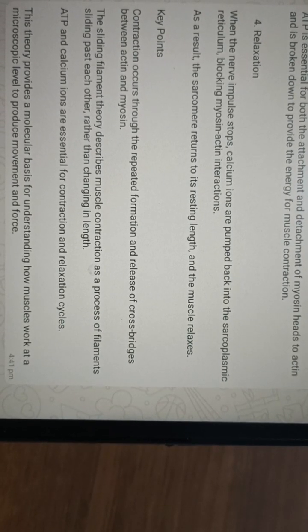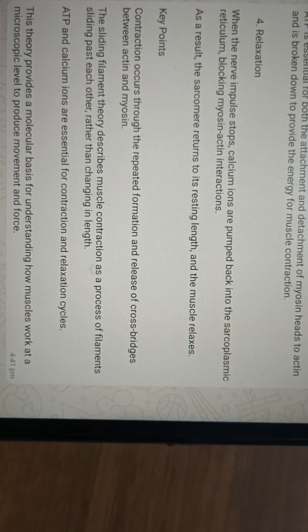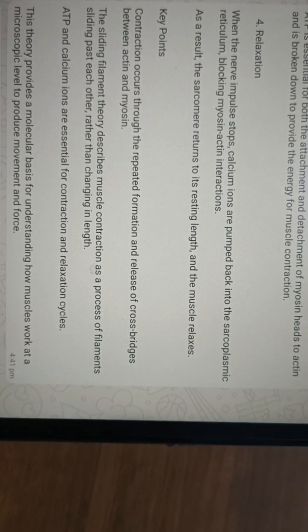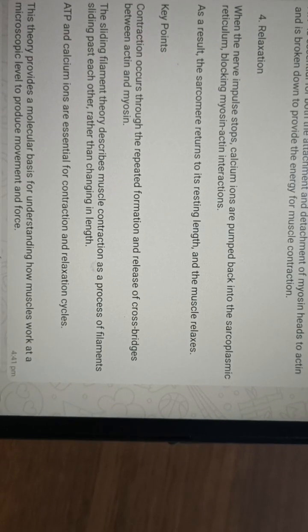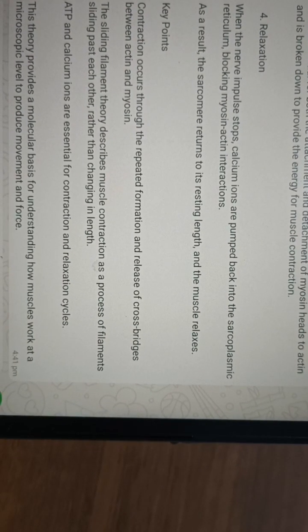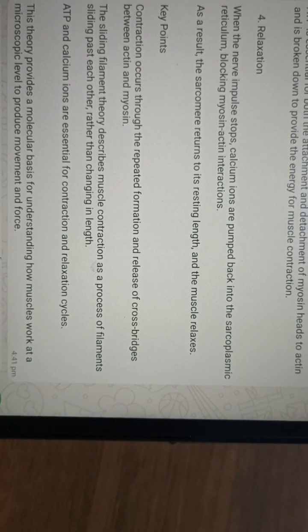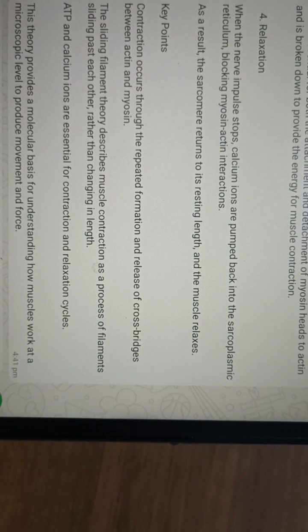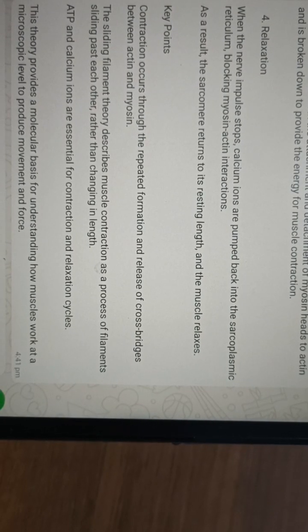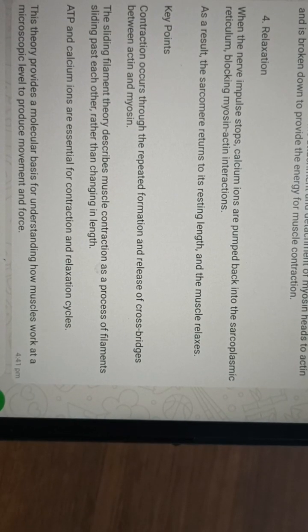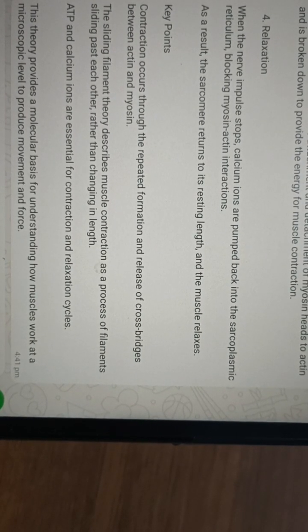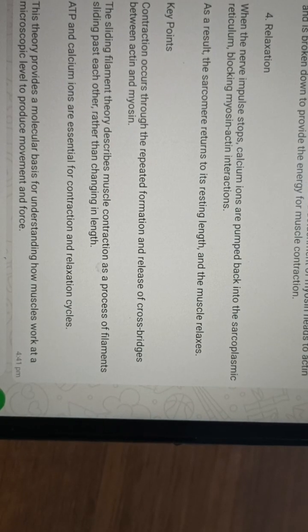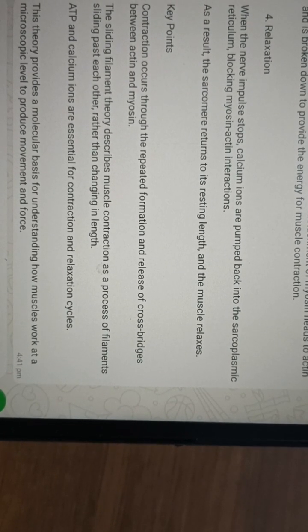Key points: contraction occurs through the repeated formation and release of bridges between actin and myosin. The sliding filament theory describes muscle contraction as a process of filaments sliding past each other rather than changing in length. ATP and calcium ions are essential for the contraction and relaxation cycle. This theory provides a molecular basis for understanding how muscles work at the microscopic level to provide movement and force.